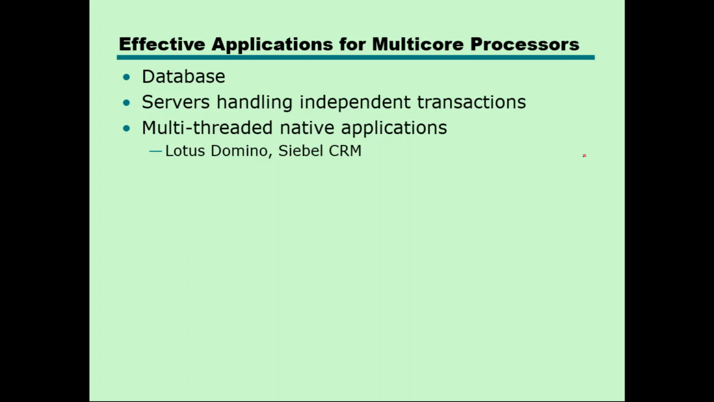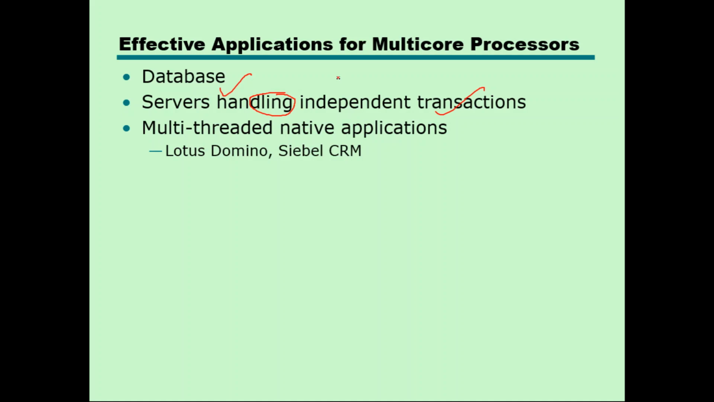There are certain software which can take better utilization out of multi-core processors. These are mainly database applications, because in database applications you may have to do certain things in parallel. So in such cases, the cores will be used effectively. Another is a server handling independent transactions. If you have multiple servers, each server handles one transaction, then each server can be given to one core.